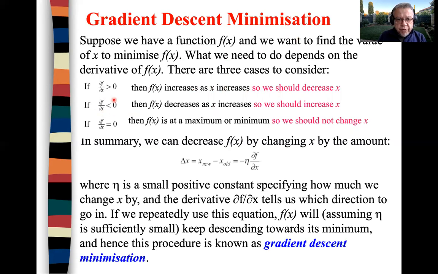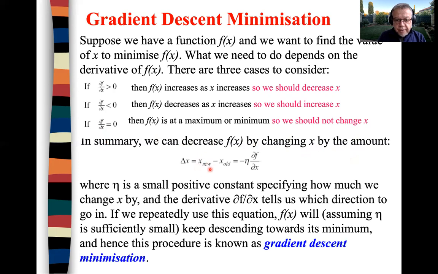If the gradient is negative, which means that f of x decreases as x increases, we should increase x. If the gradient equals 0, then f of x is at a maximum or minimum or optimum, so we should not change x. If we're looking for the minimum, we can check that it is a minimum by computing the second derivative.